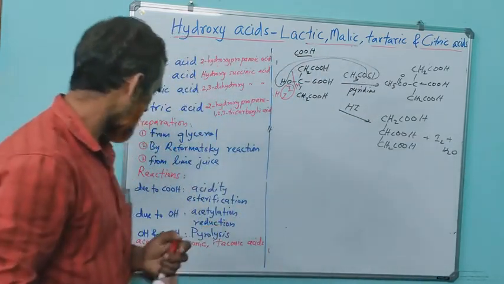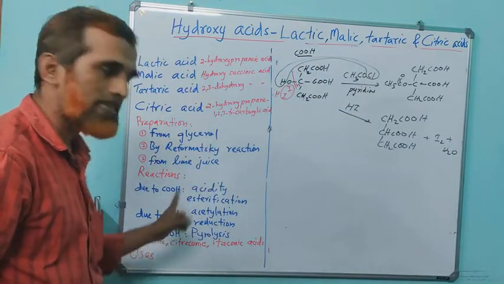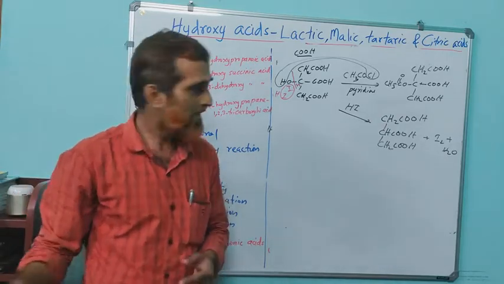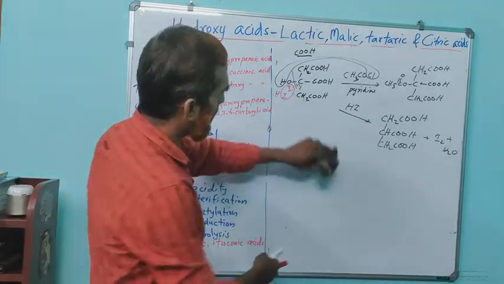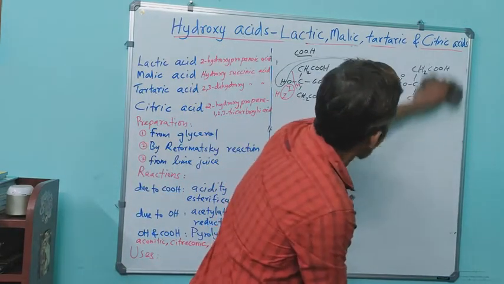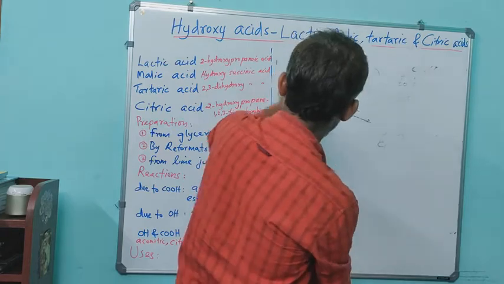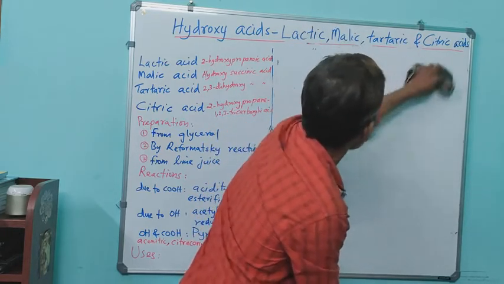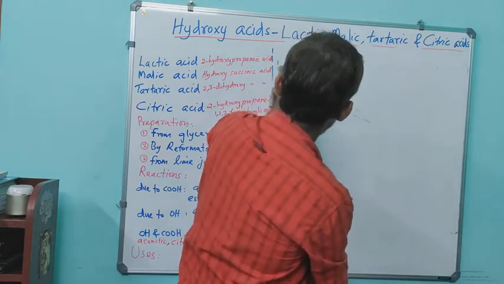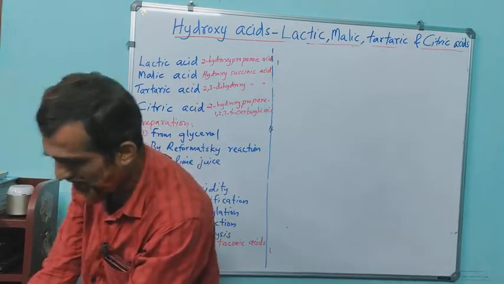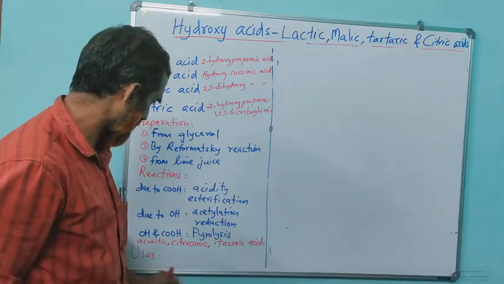Okay. Now finally, reactions due to OH and COOH. That is pyrolysis, means action of heat. It is an interesting reaction of citric acid when you heat it continuously for a long time. You get a series of products, okay, by dehydration as well as decarboxylation. Let us see that. Be careful.